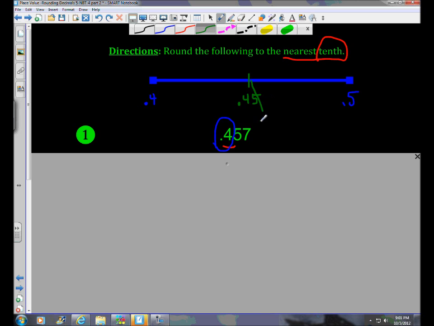So that would be 457 thousandths. And you could think of it as really 0.41. Let me write that a little clearer for you. 0.41 or 41 hundredths, 42 hundredths, 43 hundredths, and 44 hundredths. Right smack in the middle there.